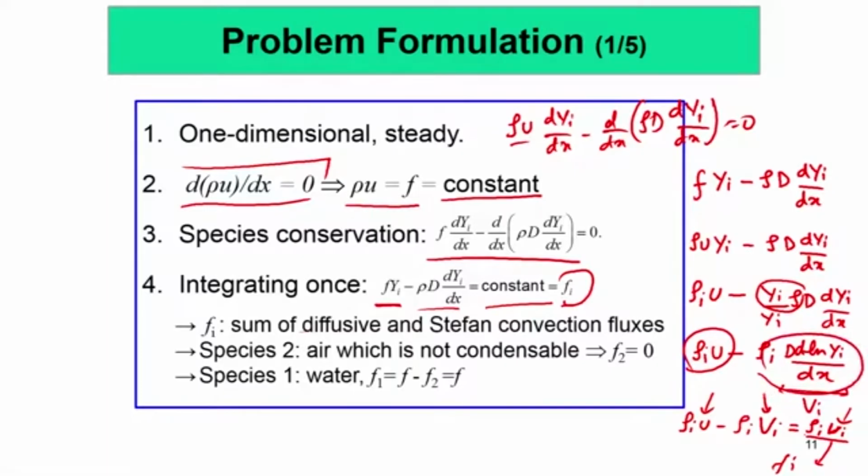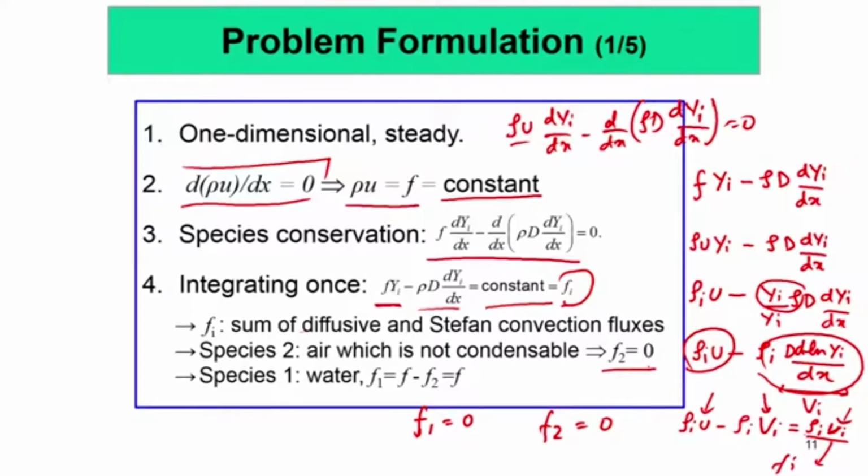But as we know, if we talk about fI, f1 is not equal to 0, because that is the species, the water vapor that is diffusing, that is the flux of the water vapor. But f2, that is air, is stagnant and not moving, because it is not condensable at the interface, and as a result of that, f2 is equal to 0.